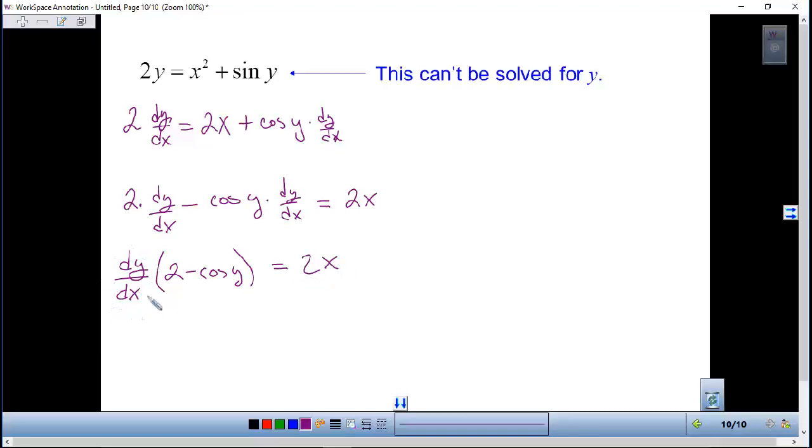So now, to solve for dy dx, I'm just going to divide both sides by the 2 minus cosine y. So dy dx is equal to 2x divided by 2 minus cosine y. So there is my slope at any point along the way for this curve right here. But that's how you would go about doing it.